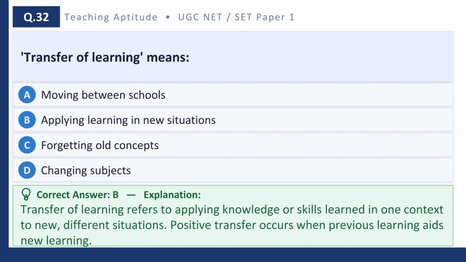The term transfer of learning refers to the ability to apply knowledge or skills gained in one context to entirely new situations. Positive transfer happens when what you previously learned actually helps you acquire new skills. This is the ultimate goal of education, ensuring that classroom knowledge is useful in the real world.